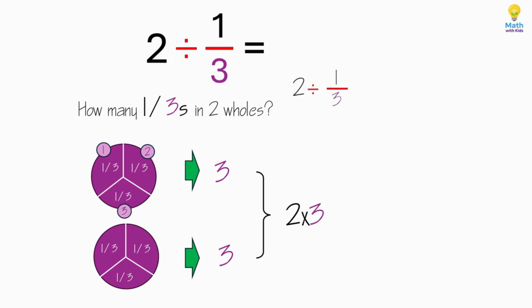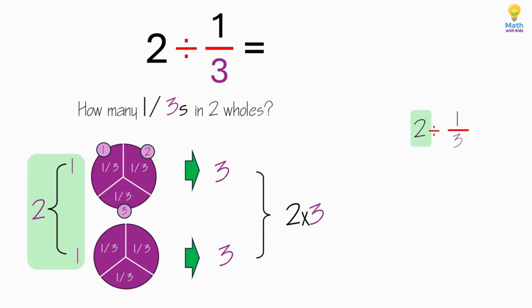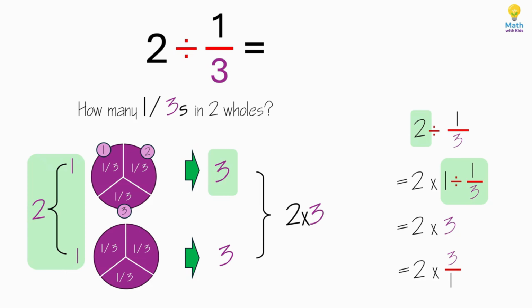We can express the whole process as a calculation. First, split 2 into 2 ones. Each one divided by 1/3 equals 3. So we get 2 times 3. We rewrite it as 2 times 3 over 1. Let's check the pattern. Keep. Change. And flip. Great, it works.